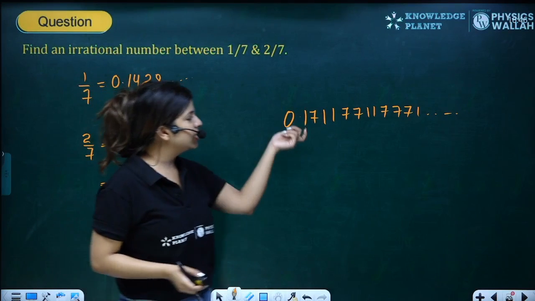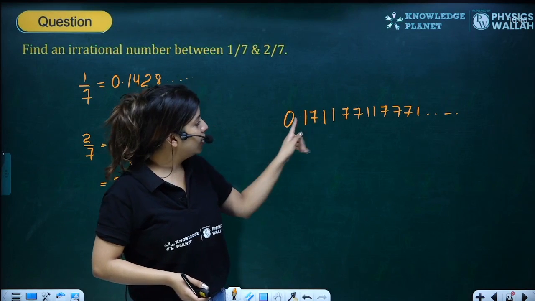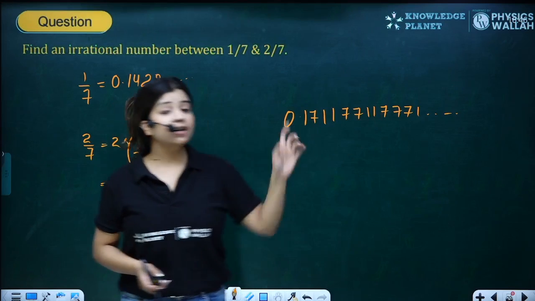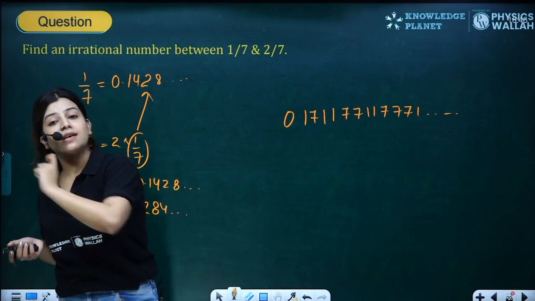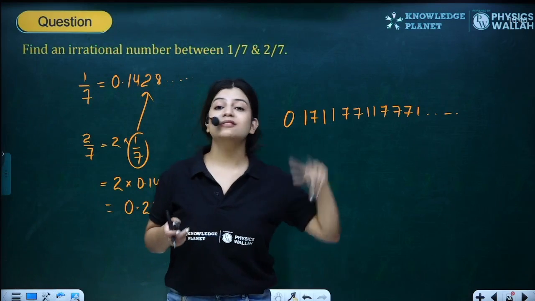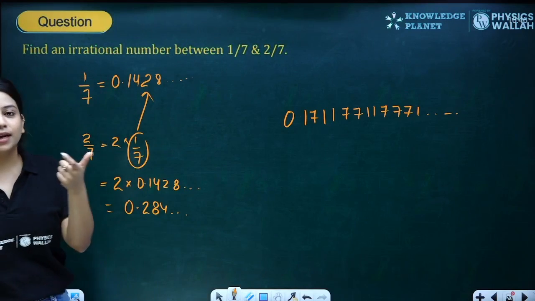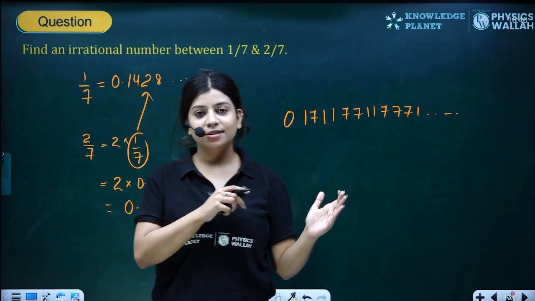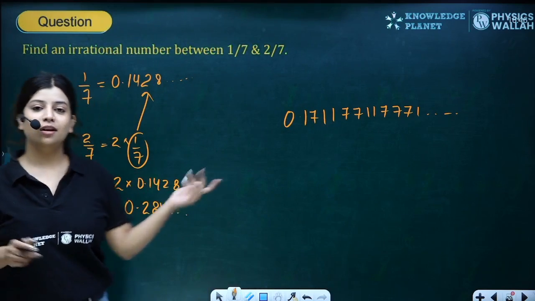So how can we see the pattern? Over here it was 17, over here it is 171, over here it is 1771, over here it is 17771. The next number will be 177771. So there is no digit that is repeating, no pattern, no single digit repeating itself, and no group of digits repeating itself. So such a decimal expansion is of an irrational number.